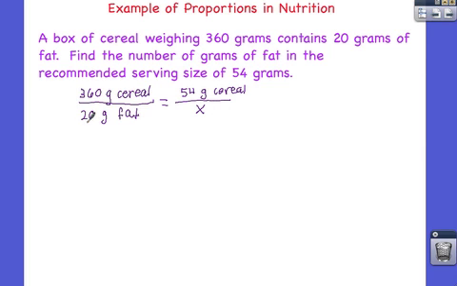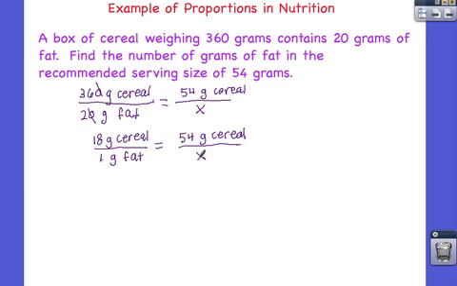360 over 20 can be reduced, so before I use cross products, I can try to reduce my fraction. I can start by canceling out the zeros, which is essentially dividing by 10. And then 36 and 2 can both be divided by 2, so we get 18 over 1. So now I have 18 grams of cereal for 1 gram of fat, and I have my 54 grams of cereal over x grams of fat.